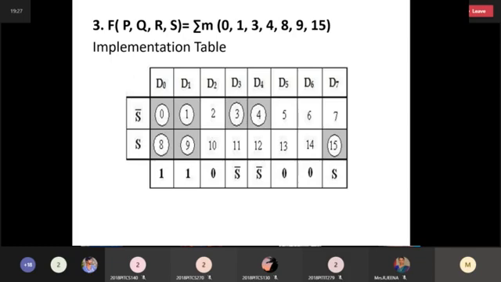Here two numbers are circled, so the answer is 1. Okay. Next, here two numbers are circled, so your answer is 1. Here only one variable, and here two variables are not circled, so 0. Okay.